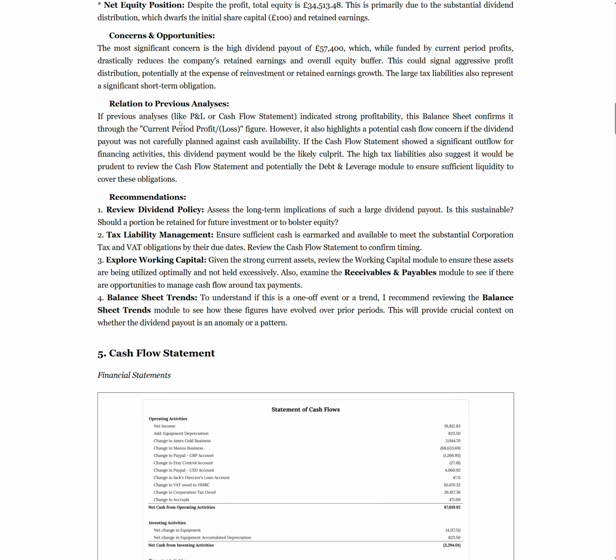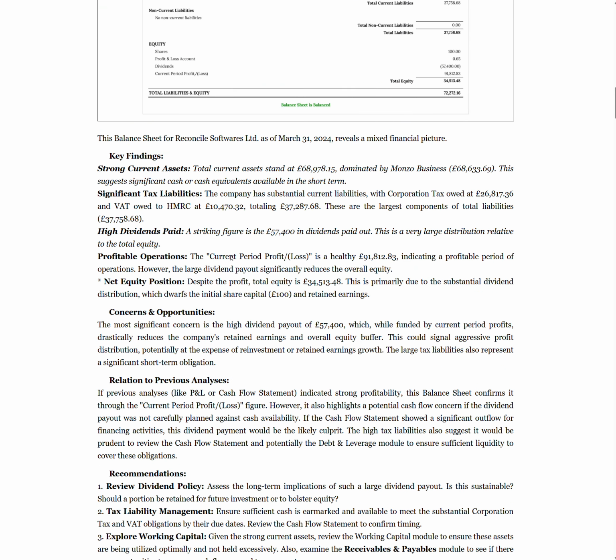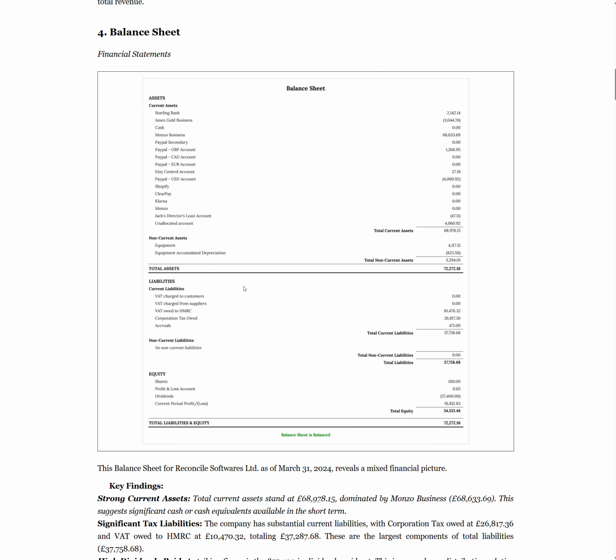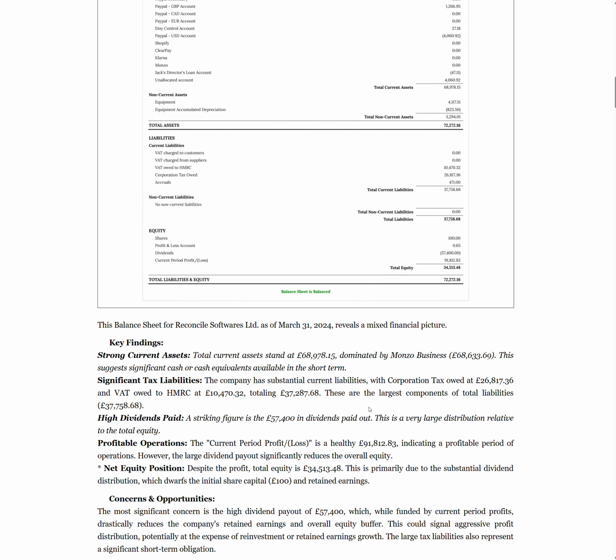So the P&L cash flow statement indicated strong profitability. The balance sheet confirms it through the current period profit/loss figure. However, it also highlights a potential cash flow concern if the dividend payout was not carefully planned against cash availability. So let's quickly see that. Dividends in equity is there. That's quite a lot. So it's pointed this out to us.